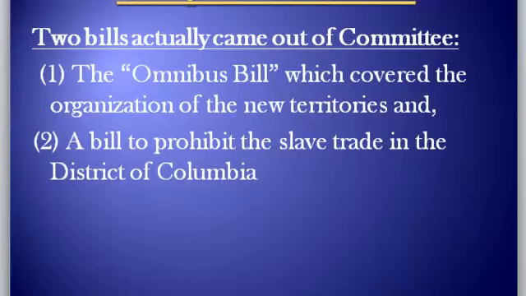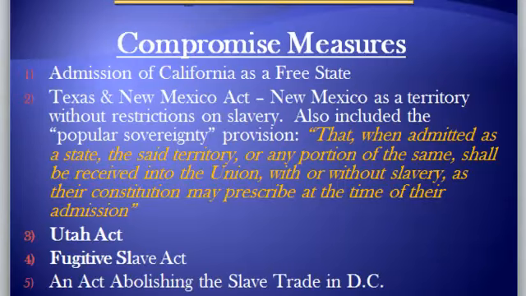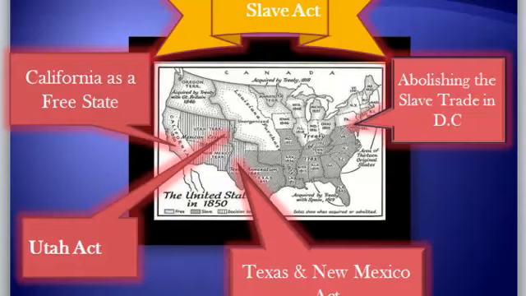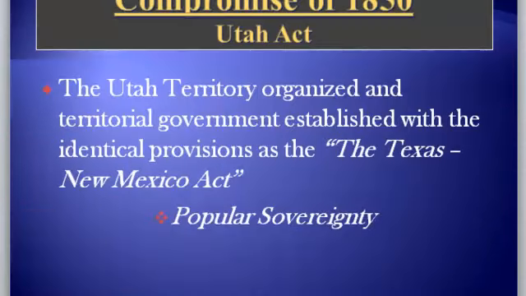The Compromise of 1850 is a combination of two bills, and you again can read about this. It is four measures essentially that talk about the admission of California as a free state, and this is the compromise. Then Texas and New Mexico territories without restrictions on slavery, the Utah Act, the Fugitive Slave Act, and an act abolishing the slave trade in D.C. And this is a slide to that effect. Again, you can review these slides.